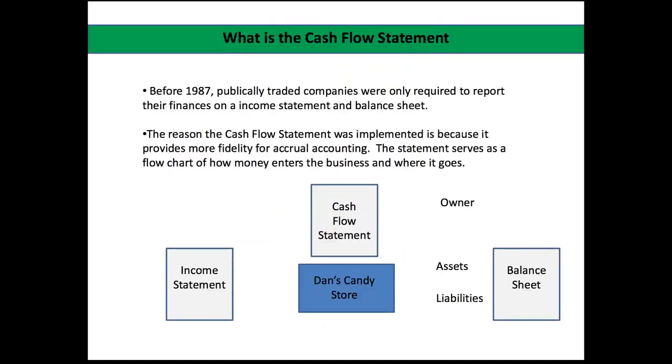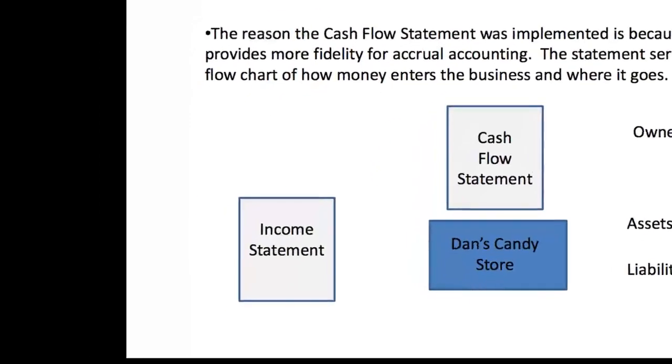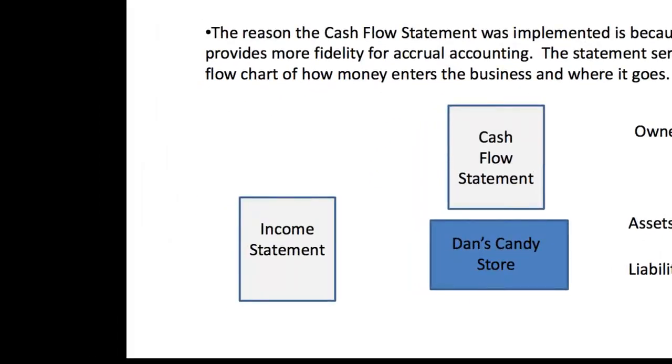So before 1987, a cash flow statement wasn't even required, but in order to provide more fidelity as to what's happening inside of a publicly traded company, a cash flow statement is now required. So just a quick recap, the income statement, which you'll find on the bottom left there. What I'm going to use for this scenario is a basic candy store. We're going to say it's called Dan's Candy Store. And we're going to just use some real generic money to show how that money flows through Dan's Candy Store. And we're going to show what each one of these three statements do.